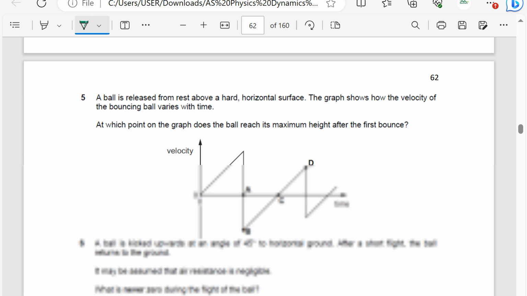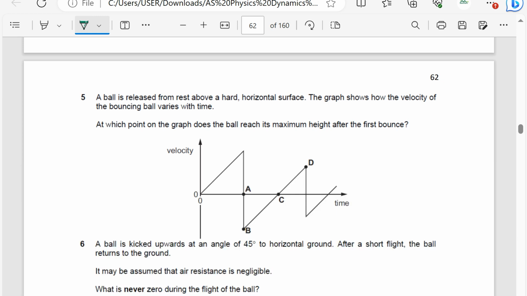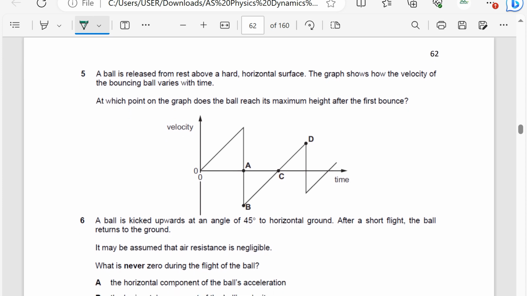A ball is released from rest above a hard horizontal surface. The graph shows how the velocity of the bouncing ball varies with time. At which point on the graph does the ball reach its maximum height after the first bounce? So here it is the first bounce.